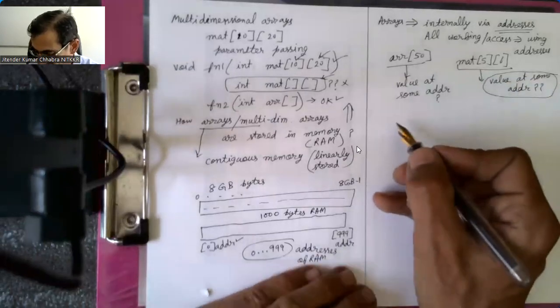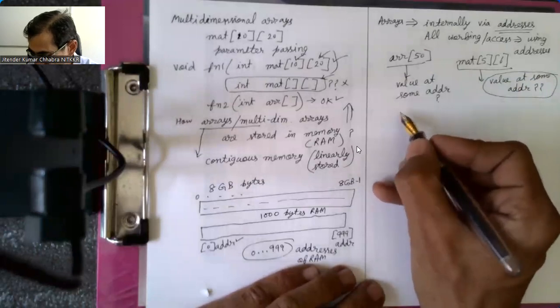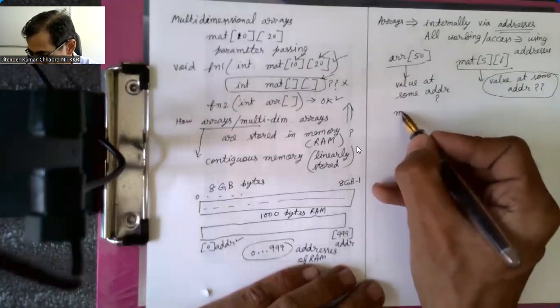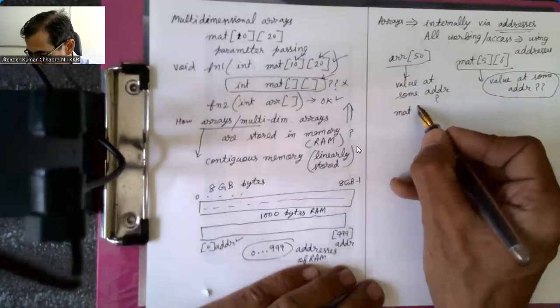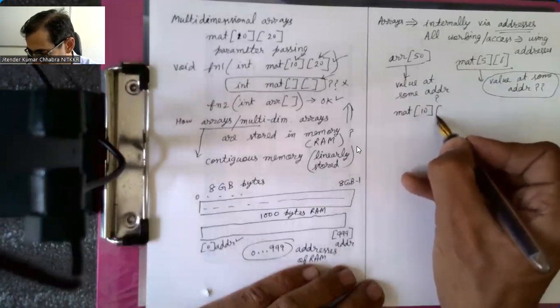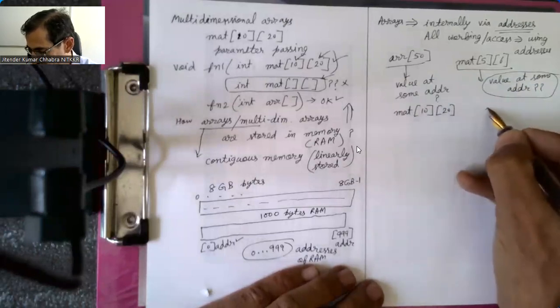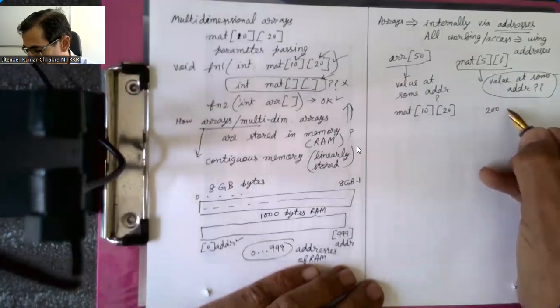That means if I declare, let's say, a matrix of any data type, let's say 10 into 20, it means 200 values, 200 elements, of course.